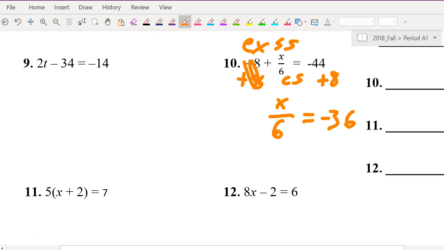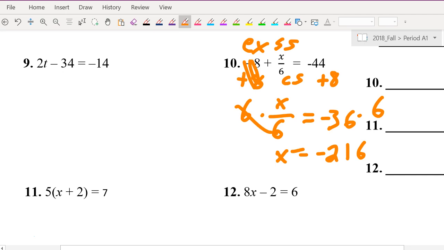We have to multiply. We need to get rid of the division here. So we times 6 on both sides. And we get x equals, I believe it's negative 260. 216. Yeah, good job.